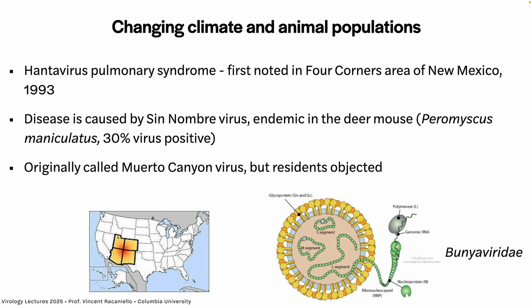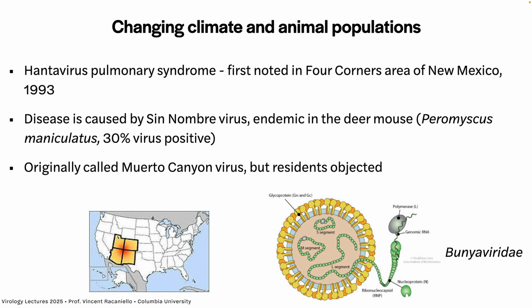It was called Sin Nombre virus eventually, and it turns out this virus is endemic in a mouse called the deer mouse, Peromyscus maniculatus. About 30%, and we have them here, 30% of mice are positive for the virus.